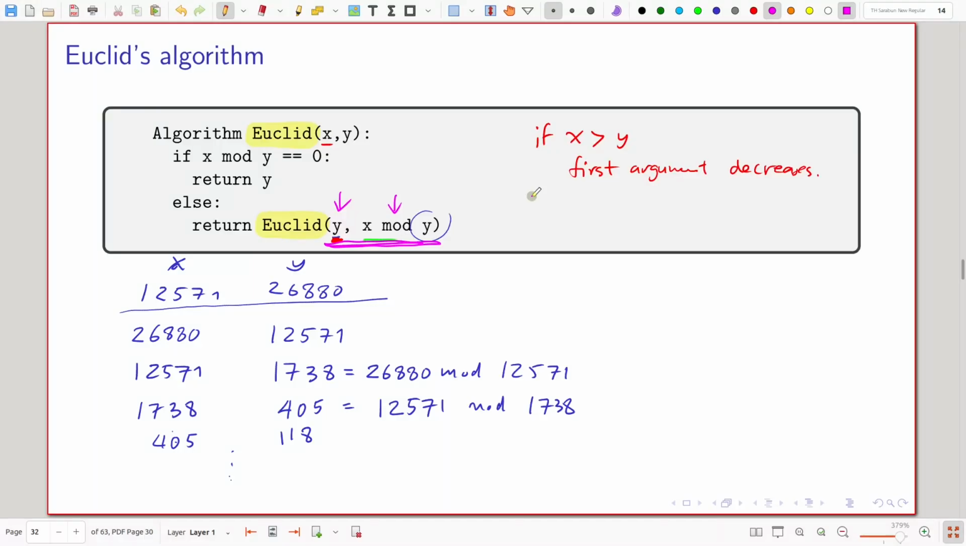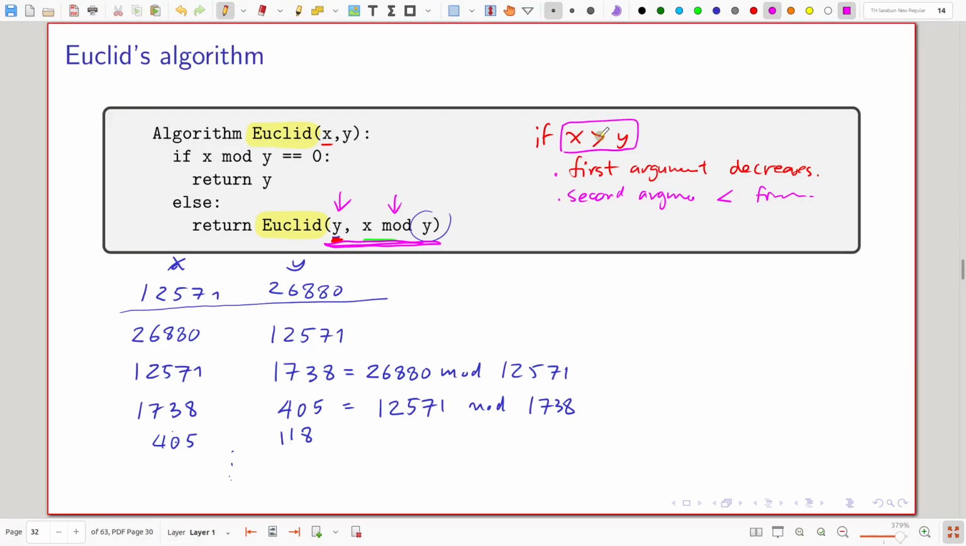So after the first time, if x is larger than y, the first argument decreases, and also the second argument is less than the first argument. So this condition always holds. So if the first argument is larger than the second argument, every time you make a recursive call, the first argument in the recursive call will always be larger than the second argument. So that means the first argument always decreases. So at some point it has to reach 1, and then your algorithm will stop.